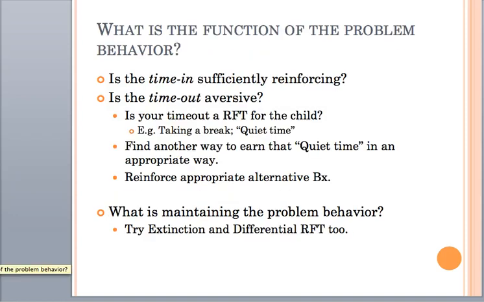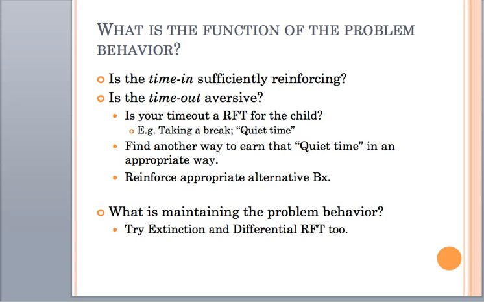So what is the function of the problem behavior? This is basically a simple FBA question, and you may decide that you actually need to conduct an FBA to get all of the information. What exactly is the problem behavior producing? Is the time-in period, where they're earning reinforcement, sufficiently reinforcing?